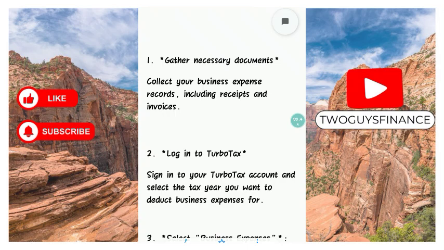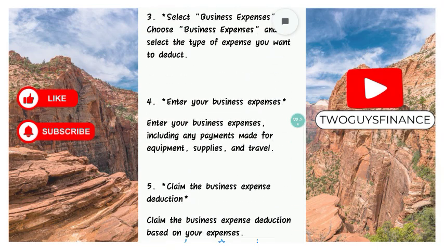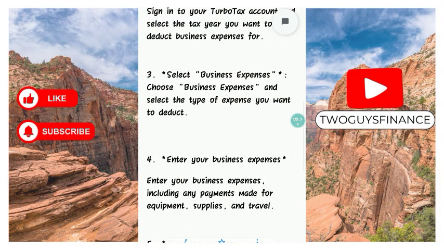And once you sign into your account, you're going to select the tax year that you want to deduct business expenses for. And next, you're going to select the business expenses. So choose business expenses and then select the type of expenses that you want to deduct. And once that's done, next you're going to enter your business expenses.